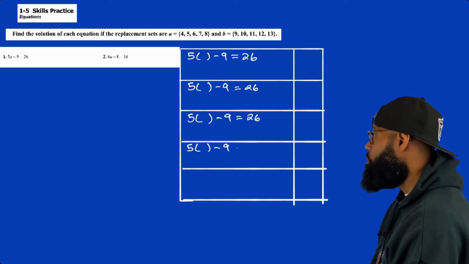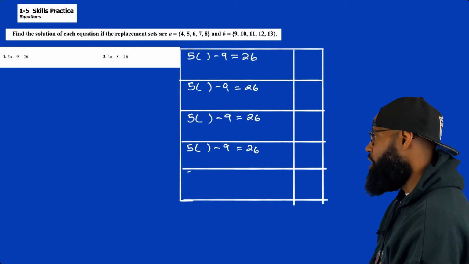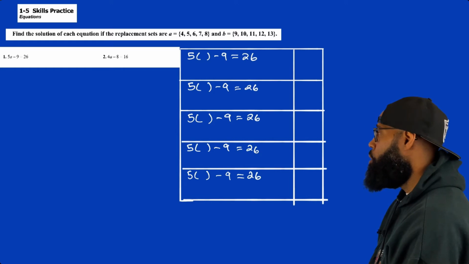4 times 5, 20, 20 minus 9. 5 times 5 minus 9. So basically, guys, showing my work so that my teacher can tell me I'm proud of you.